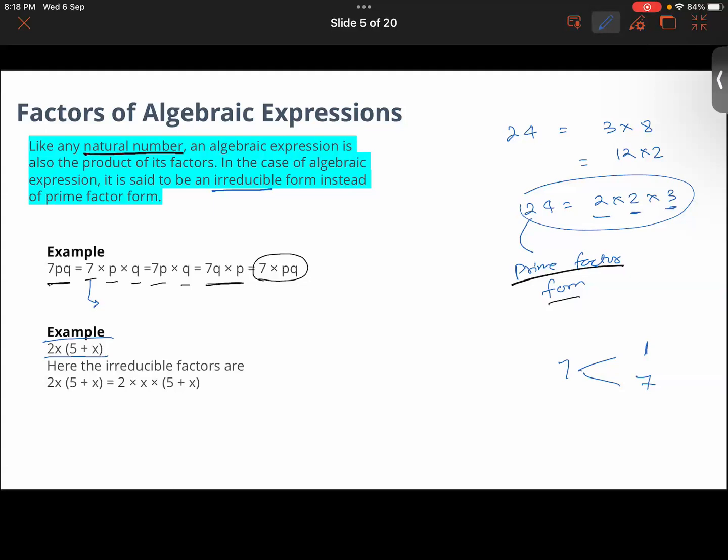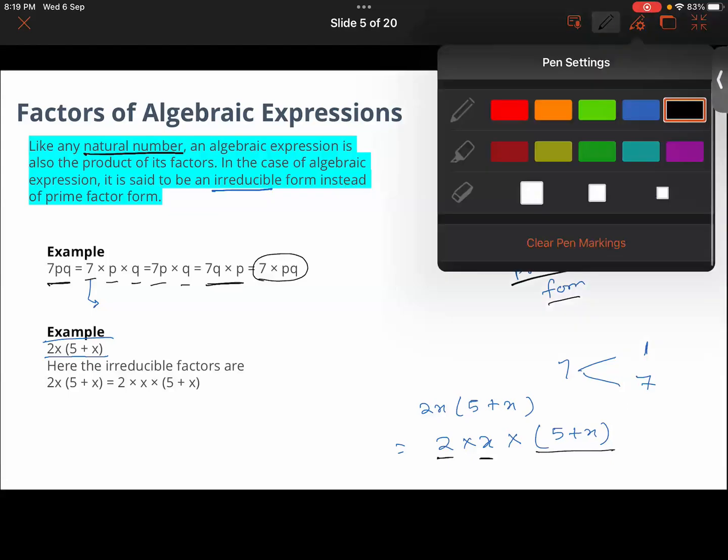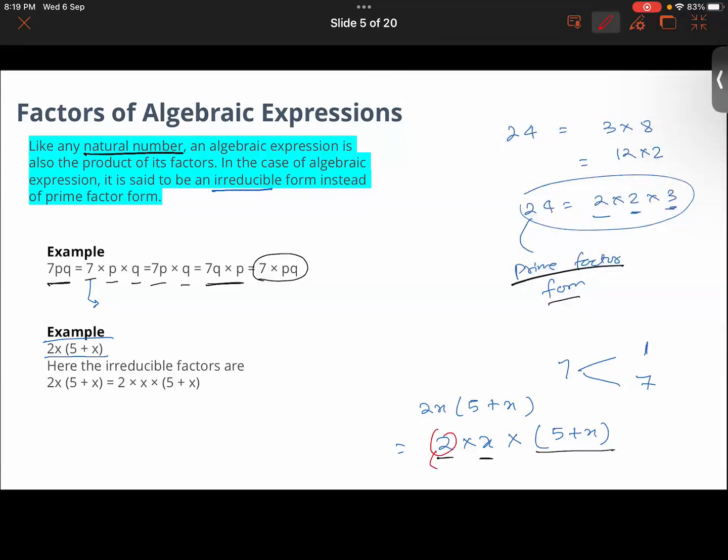Okay, here's another example. 2x multiplied by 5 plus x. So if you were to break it, it will be 5 twice of x plus x multiplied by 5 plus 5x into 2x. So here what factors are we getting for this? 2, x and 5 plus x. Three factors are there. So here 2 is a constant. As you can see, x is a variable here.